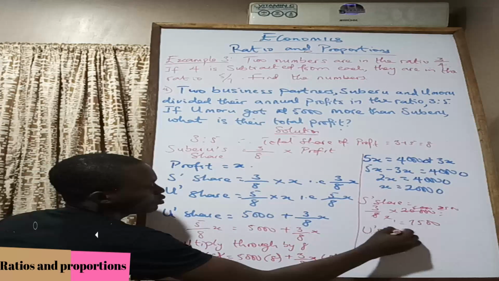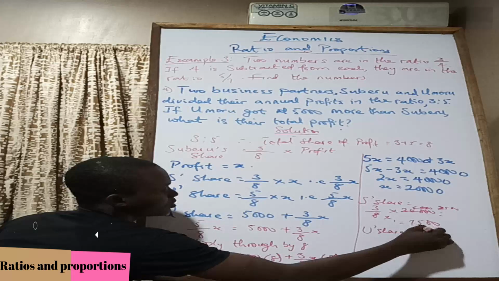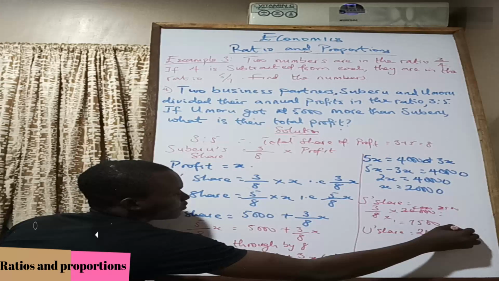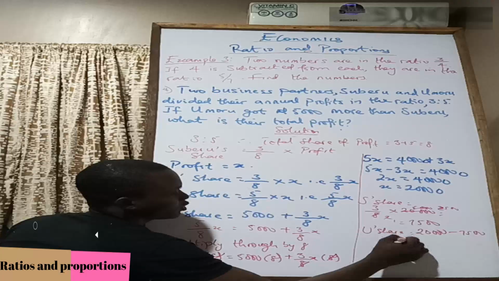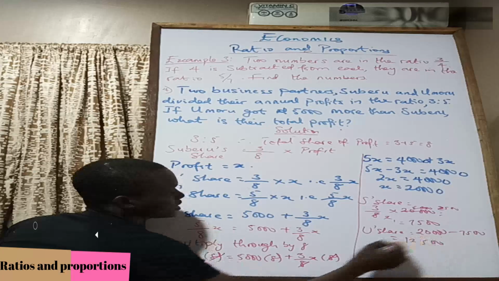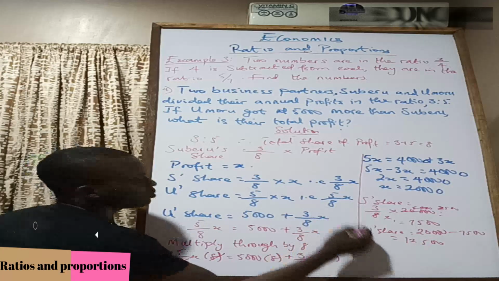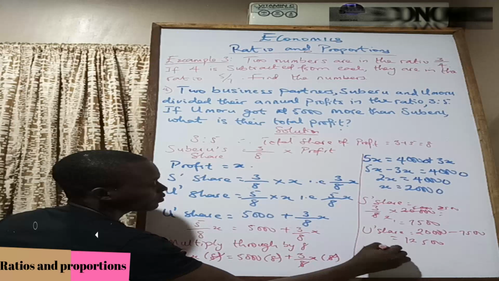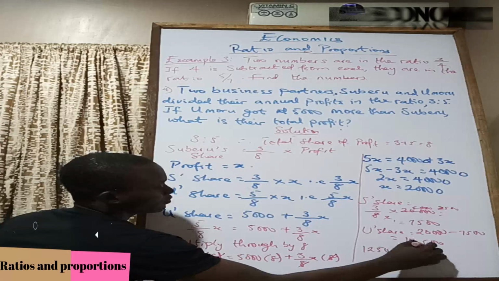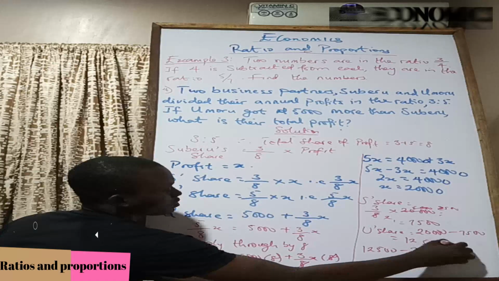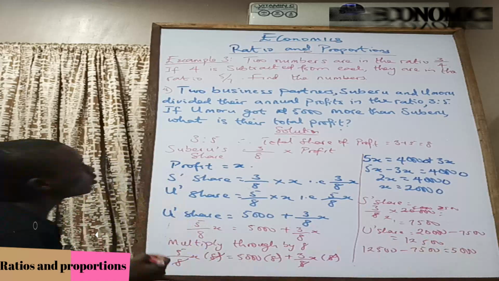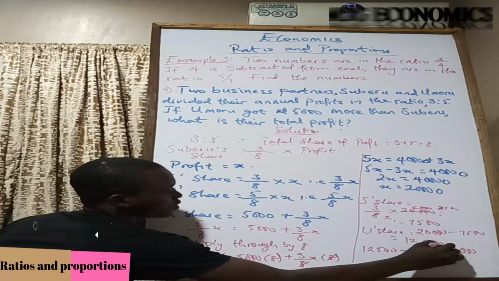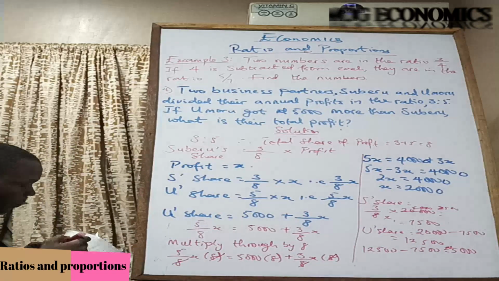Umaru's share would just be 20,000 minus 7,500. And that would have given us 12,500. So if we look at it, it says Umaru's share was 5k more than this guy's share. So to verify that, 12,500 minus 7,500 equals 5,000 naira. So in your calculations, include your formula.